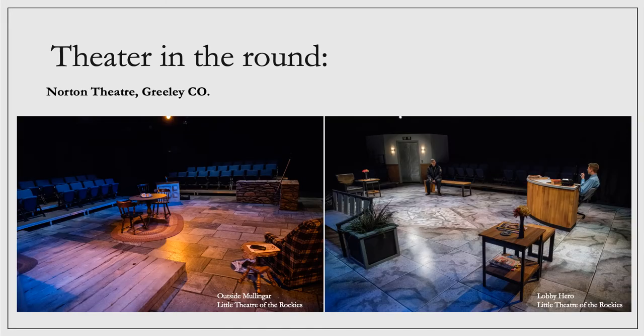Here are a couple of examples of plays that were produced in the round. So the first one is Outside Mullingar, and you can see that there's nothing really taller than that stone wall that is not quite waist height. For productions in the round, props and furniture and floor coverings really play a major role in indicating location.